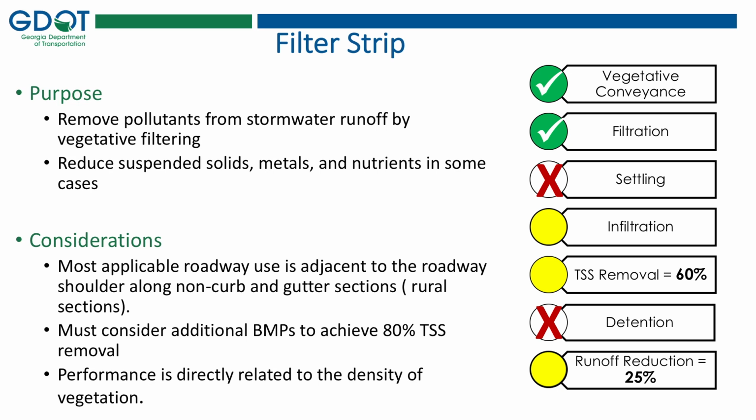Filter strips are most applicable in a rural roadway cross-section where they are constructed adjacent to the roadway shoulder along non-curb and gutter sections. Filter strips are often used in series with other BMPs because they do not provide 80% TSS removal, and they do not provide detention. In addition, filter strips only provide a 25% credit for runoff reduction.